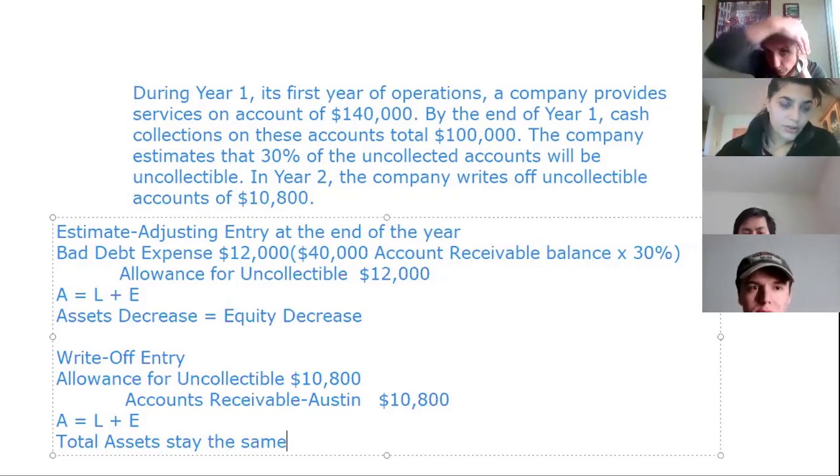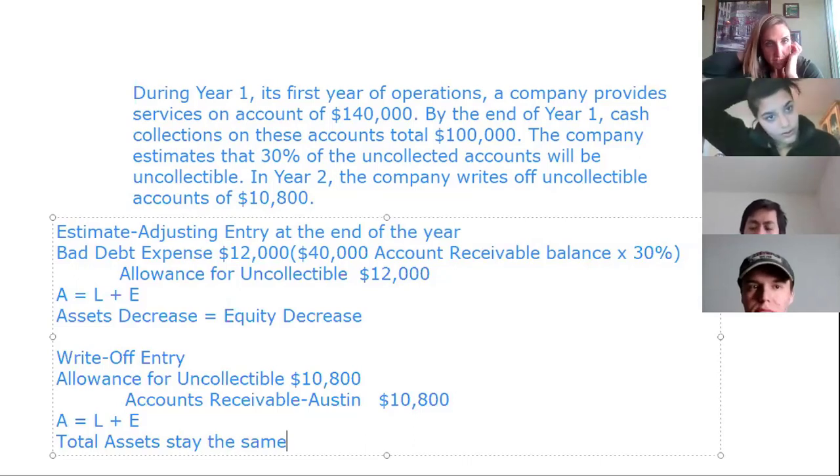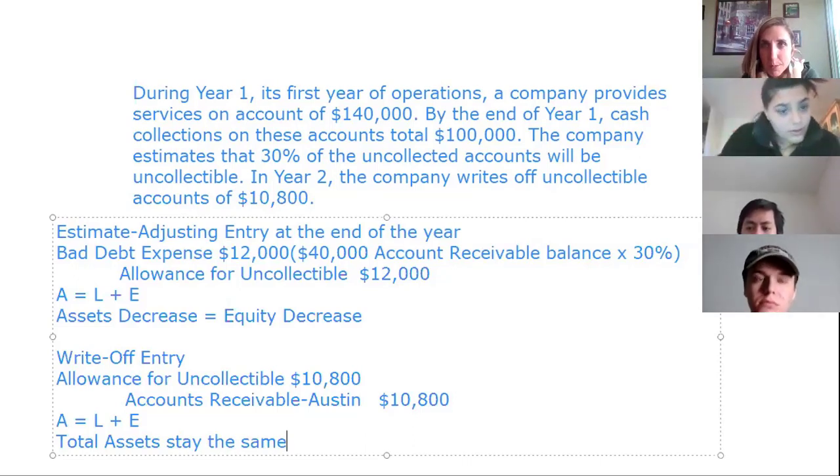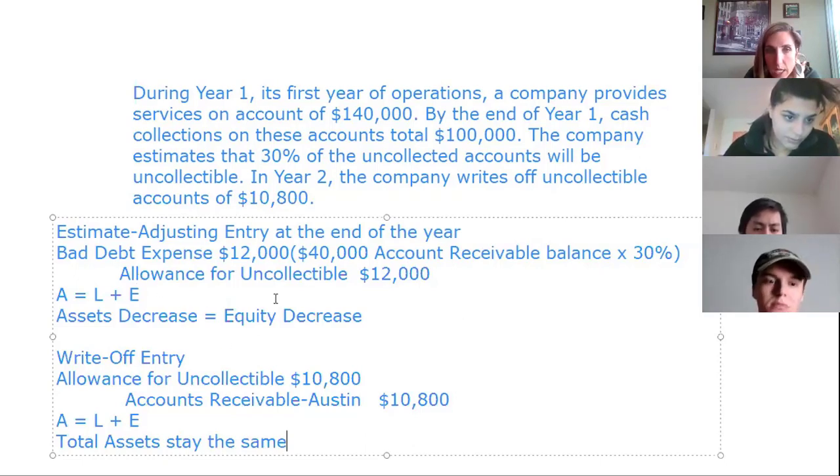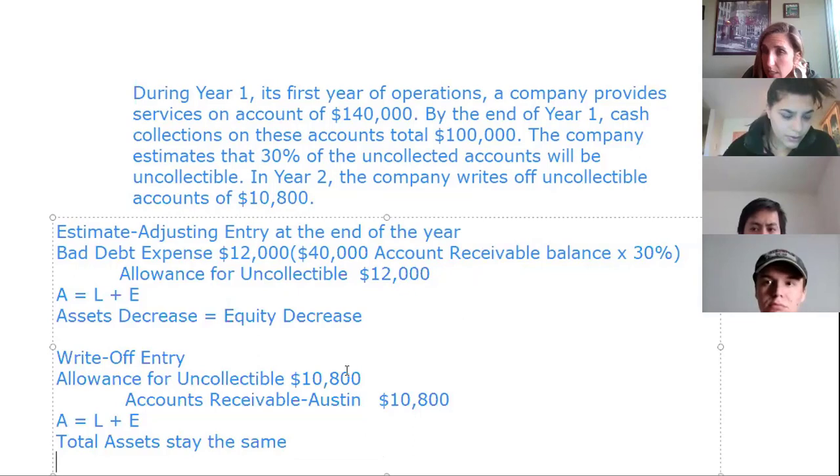Okay. So there's one other final important thing on this example, if you can stay with me. If you need to go anytime, you always feel free to go. But looking at these two journal entries, we credited allowance for uncollectibles for $12,000, and then we debited it the next year for $10,800. So does it have a balance remaining in it right now after these two journal entries?